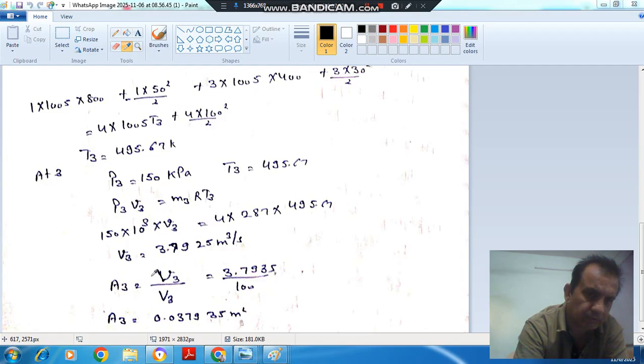Area: this is your volume flow rate, and volume flow rate is A3 into V3. Capital V3 is velocity, small v3 is specific volume, and velocity is 100 meter per second. From this A3 will come out as 0.03795 meters square.